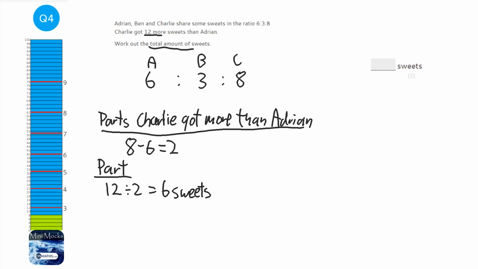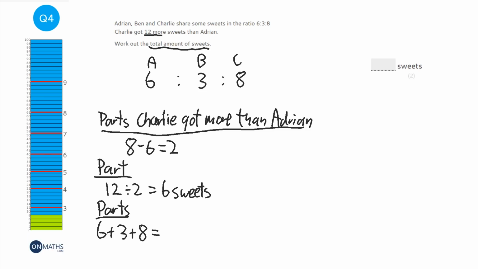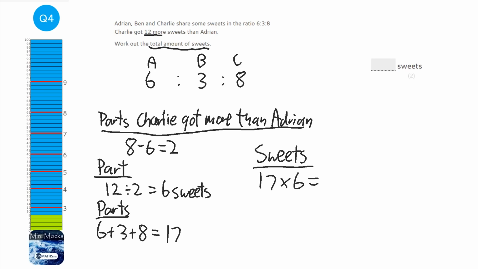And it says work out the total amount of sweets. So we need to work out how many parts there are in total. So we do 6 plus 3 plus 8. Now I know 6 plus 8 is 14, plus 3 is 17. So we've got 17 parts in total. Each of them is worth 6 sweets. So to work out the amount of sweets, we do 17 times 6. Now we could do 7 times 6, which is 42, 10 times 6, which is 60. So add the two together, it's 102. So there are 102 sweets altogether.